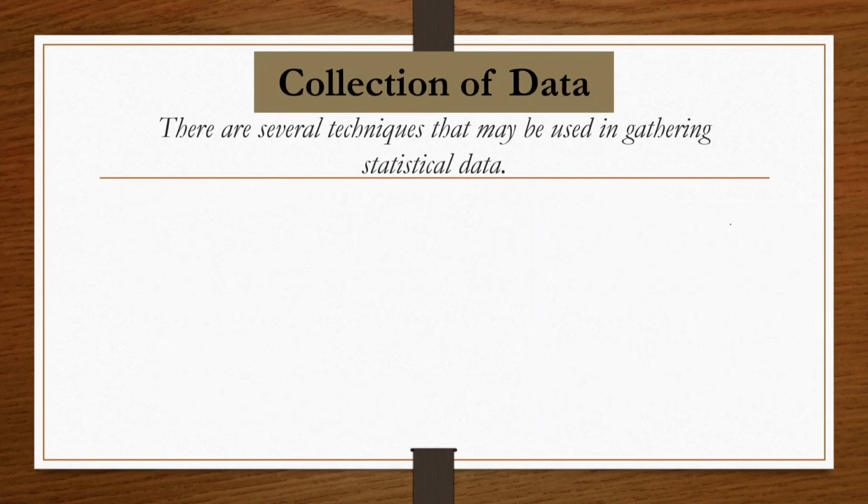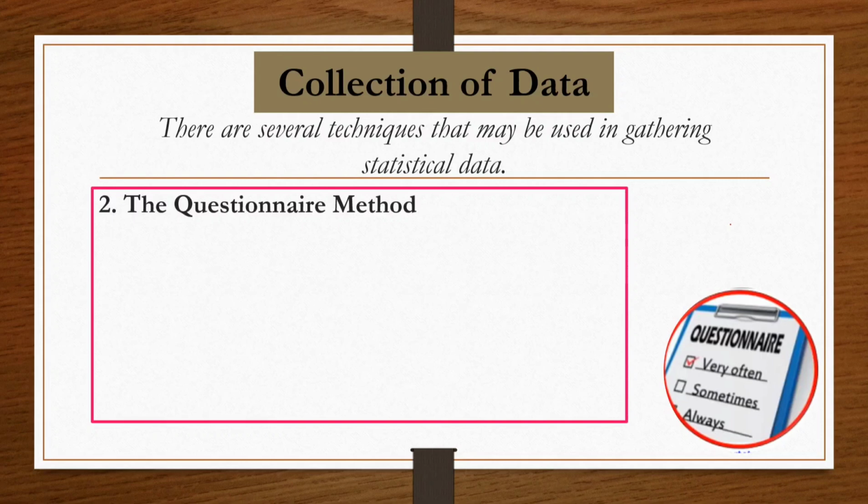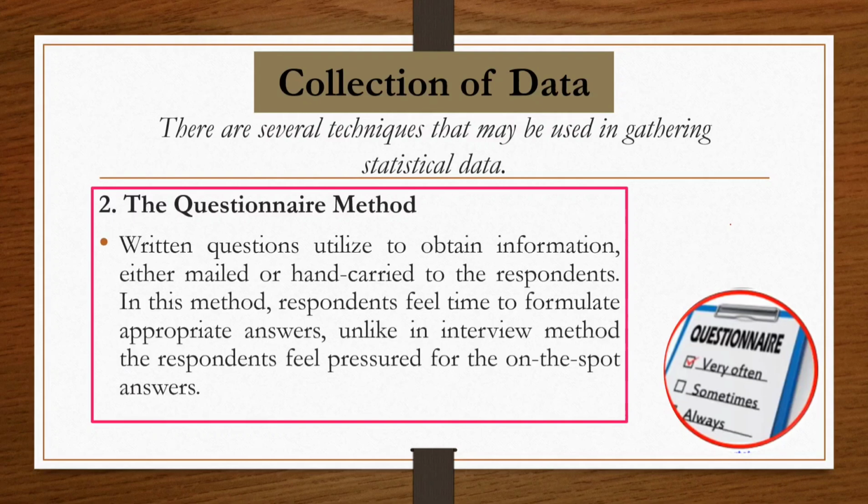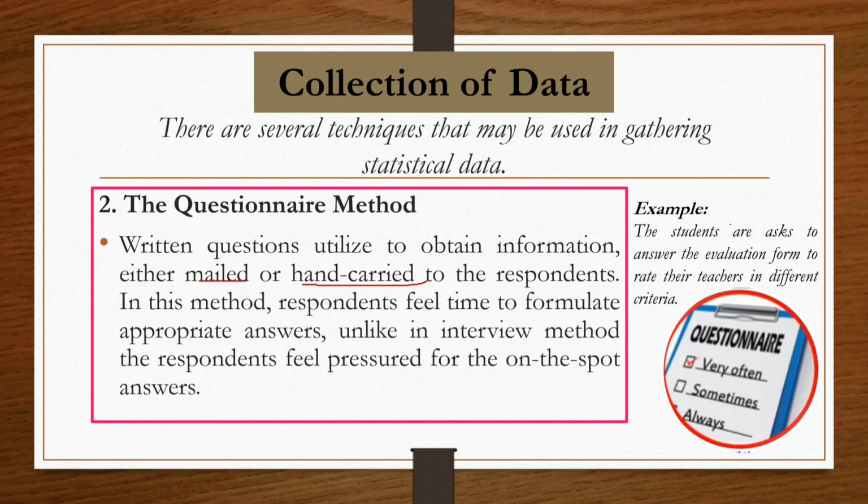The second technique that we can use to collect statistical data is the questionnaire method. Written questions utilized to obtain information, either mailed or hand-carried to the respondents. In this method, respondents have time to formulate appropriate answers, unlike in the interview method wherein the respondents feel pressured for on-the-spot answers. So for example, the students are asked to answer the evaluation form to rate their teachers in different criteria. So that is an example of questionnaire method.